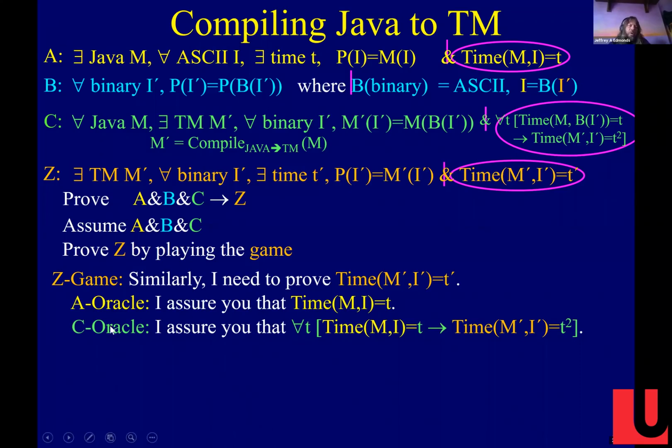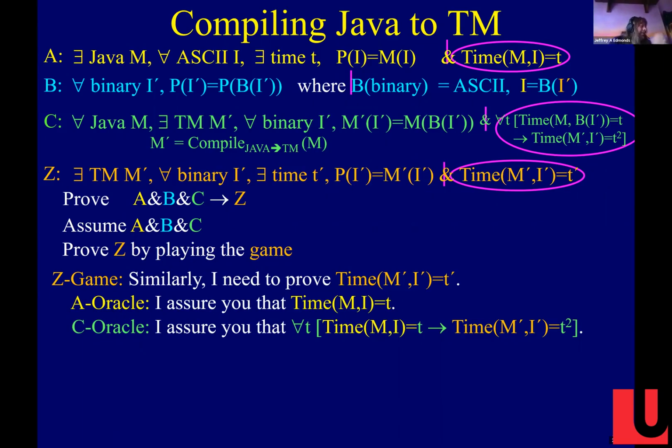So what do we get from Oracle C? We get that for any time t, if the Java program takes time t, then the Turing machine takes time t squared. We're now saying this part of A and this part of C are being used to prove that. Whereas before it was like a comment, a thought, exactly. Now we're actually trying to prove it.